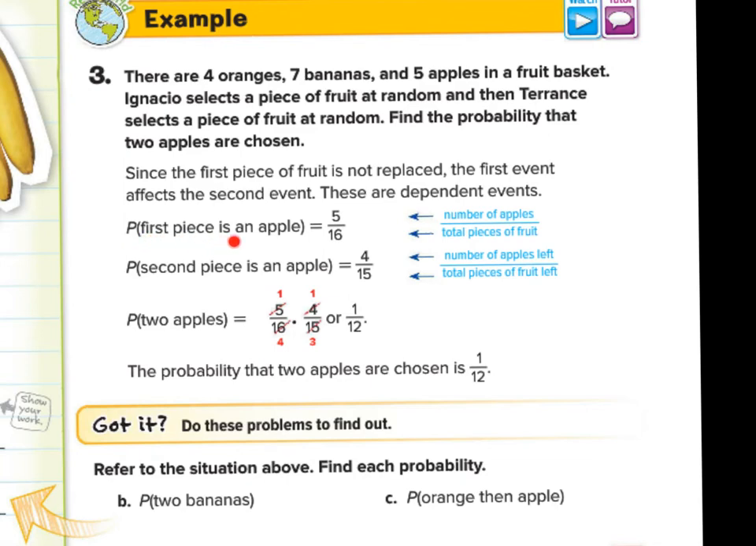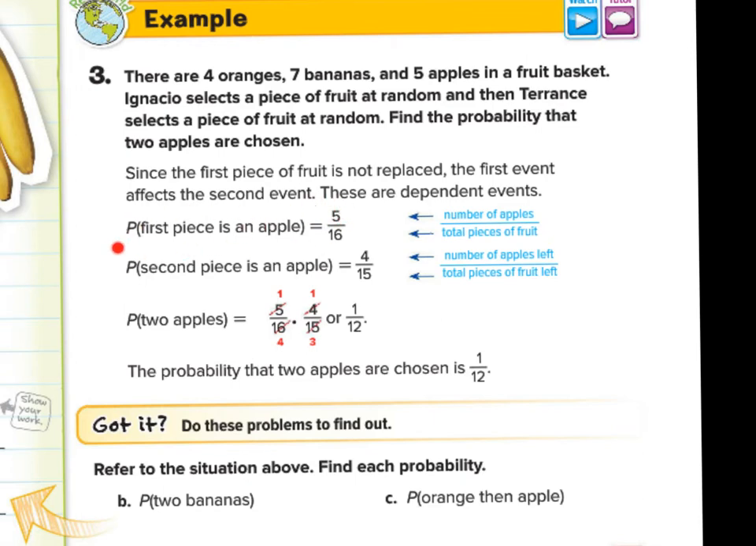So let's look for the probability. First piece is an apple. What's the probability? Well, let's see. In total, we have how many fruits? We have 16 fruits. 4 plus 7 is 11 plus 5 is 16. The chances of getting an apple, because there's only 5 apples out of 16, is 5 out of 16. But then he chooses 1 apple.